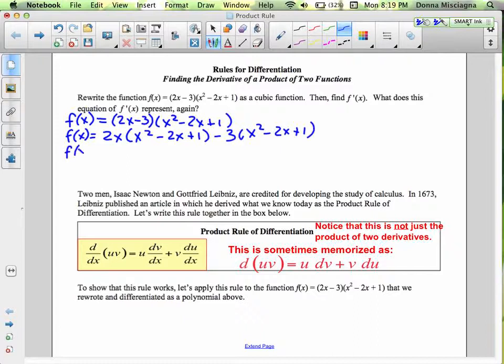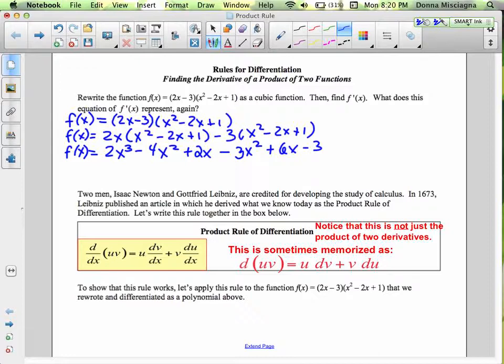Right, so we have f of x equals 2x times x squared is going to be 2x cubed. 2x times negative 2x is a negative 4x squared. 2x times 1 is 2x. And then negative 3 times x squared is a negative 3x squared. Negative 3 times negative 2x is a positive 6x. Negative 3 times 1 is a negative 3.